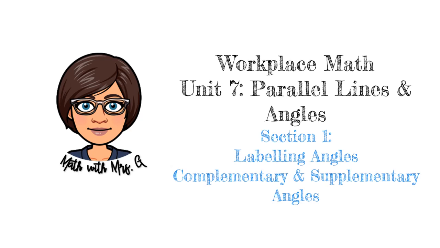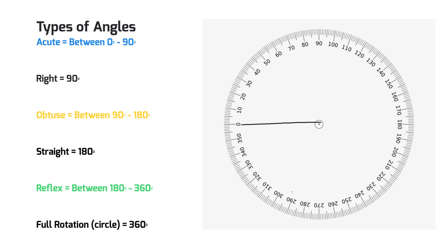In this section, we're going to talk about how to label different types of angles, as well as the relationship between complementary and supplementary angles. When we measure angles, we measure them in degrees. An angle is the degrees between two lines.